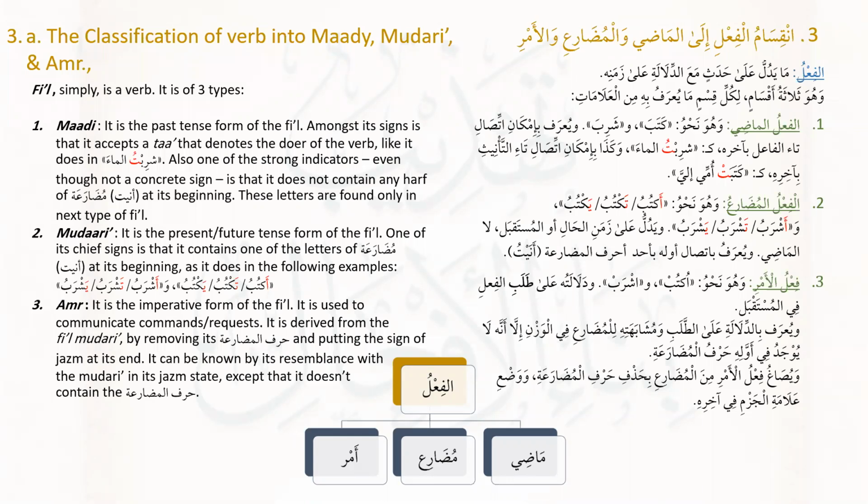So the fi'l is divided, this is the first classification of fi'l: ماضي مضارع أمر. طيب ولكل قسم ما يعرف به من العلامات. Every type of these أفعال has a set of signs through which we can identify which type of فعل it is. نعم. الفعل الماضي.